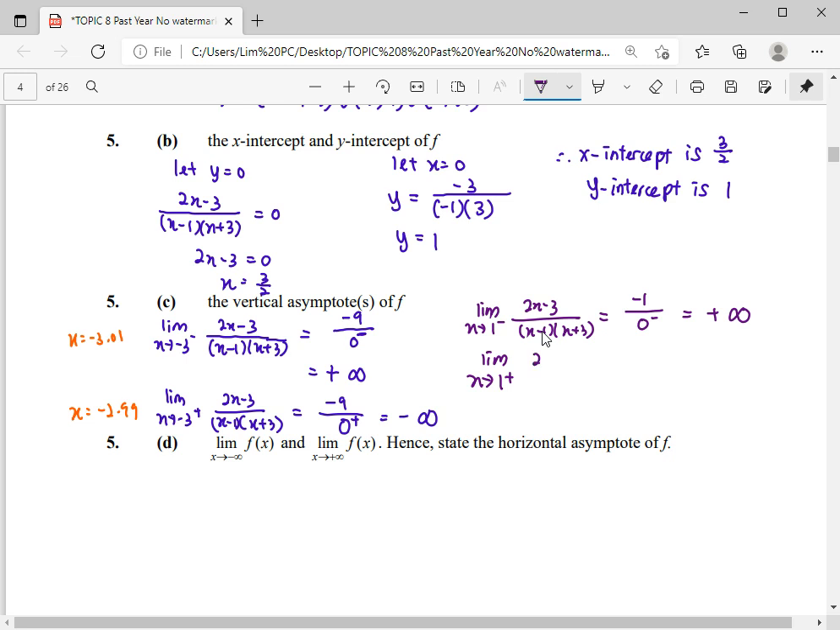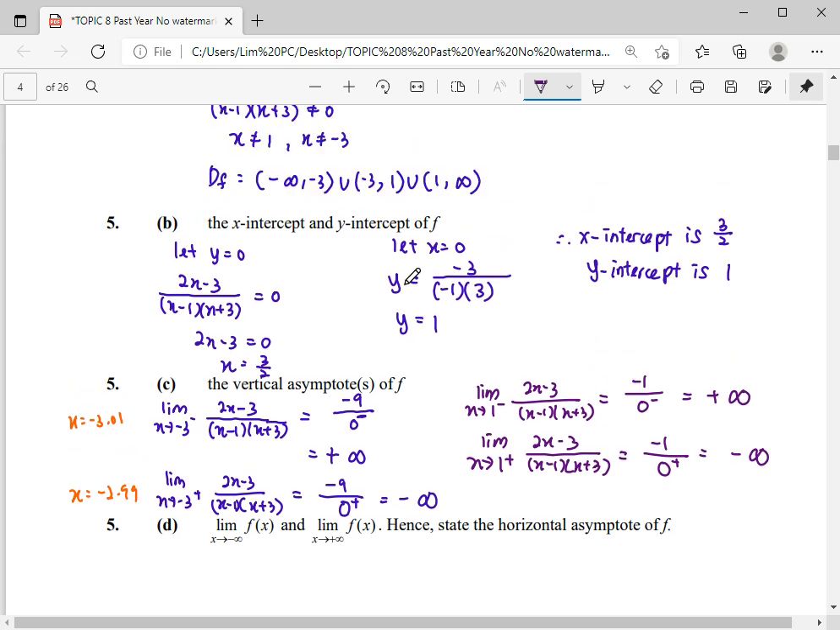So approaches 1 from the right hand side. It is the same situation. 2 minus 3 is -1. So when you put 1 here, it is 0. So 1 from the right hand side means 1.0. If you put 1.0 here, our 0 here will approach positive. So it will give you negative infinity.